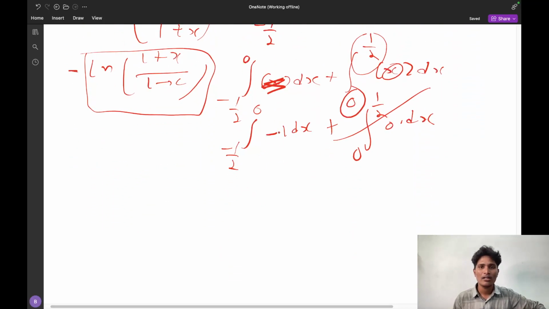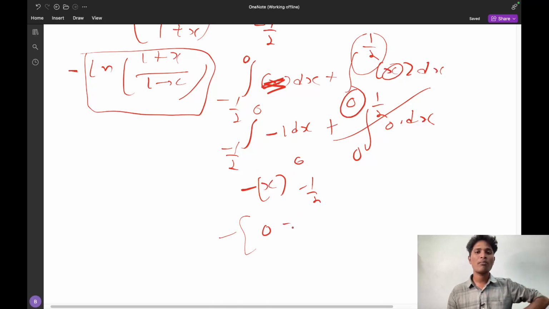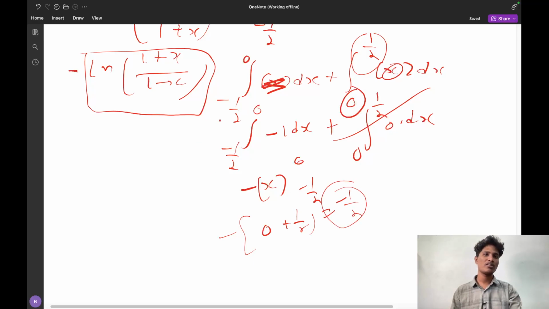So here I will get minus x, and I will substitute the limits 0 and minus 1 by 2. What I will get is minus of 0 minus of minus 1 by 2, so the answer is 1 by 2. So this is the answer for this question.